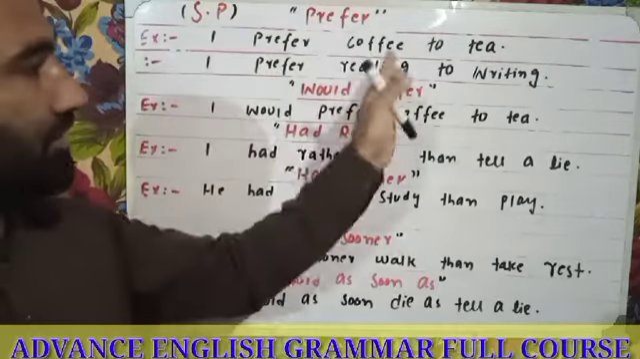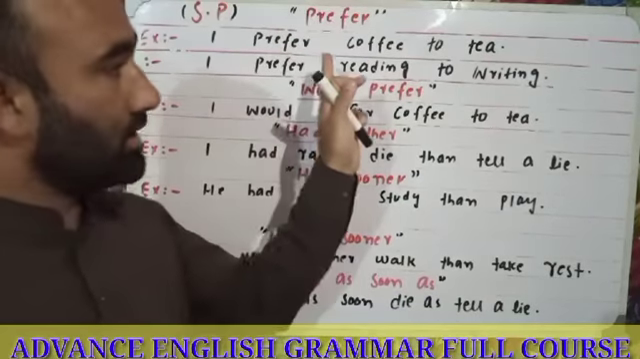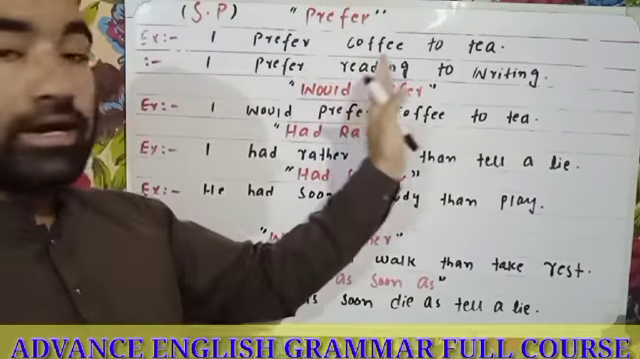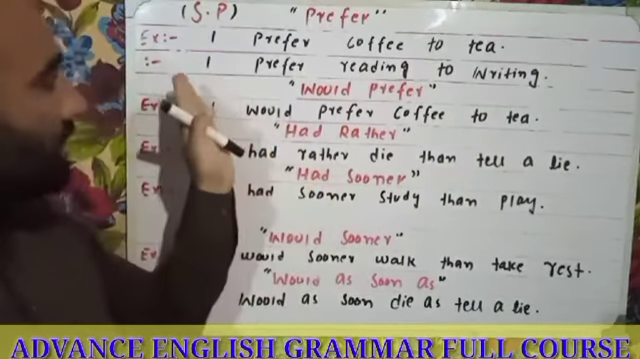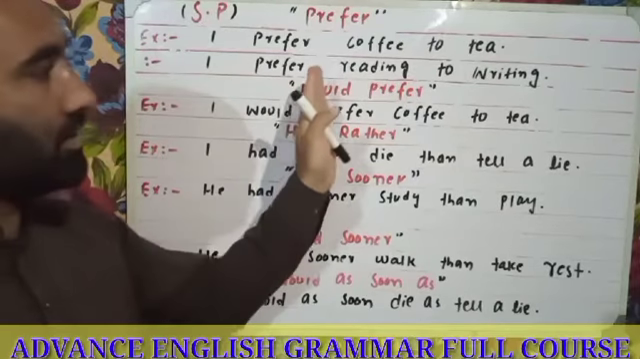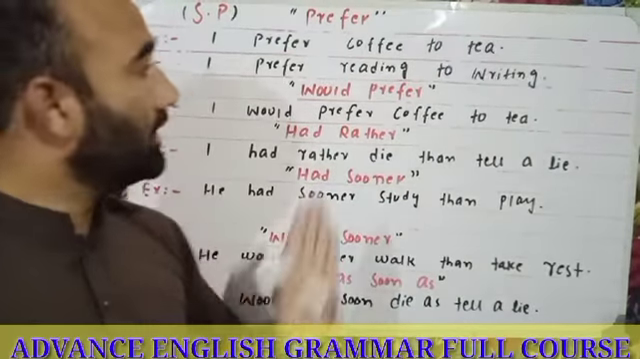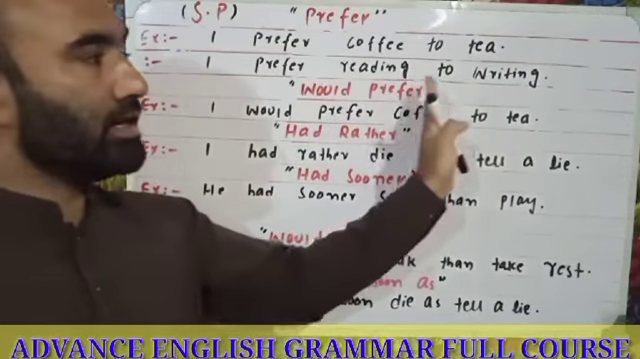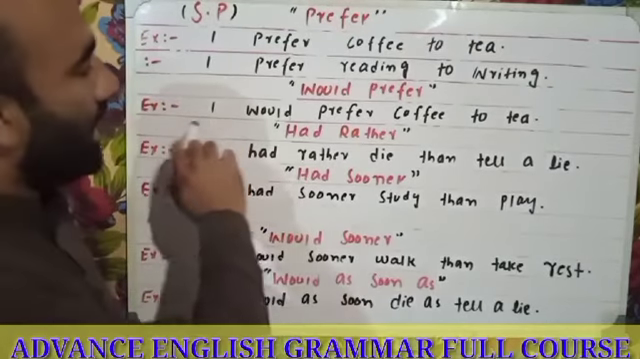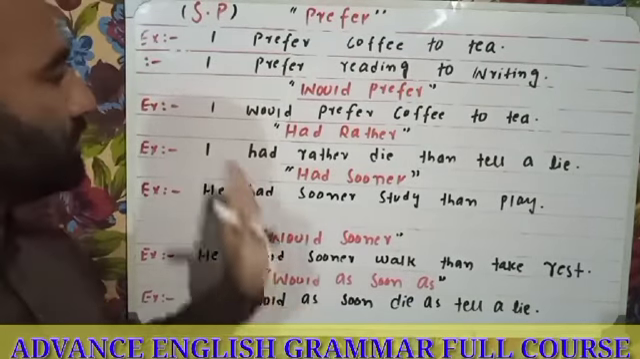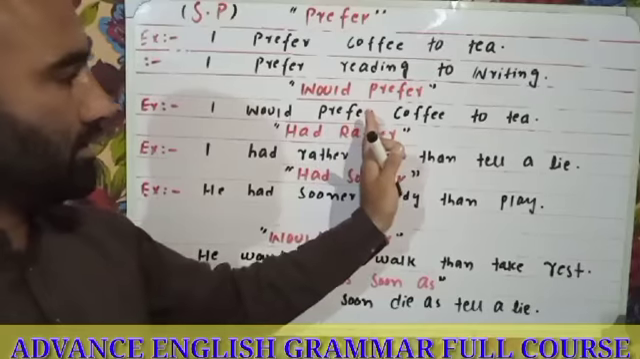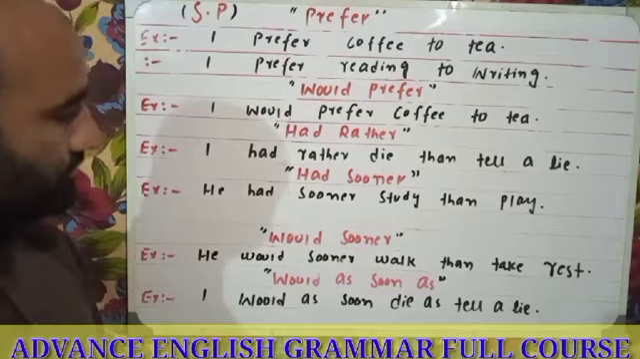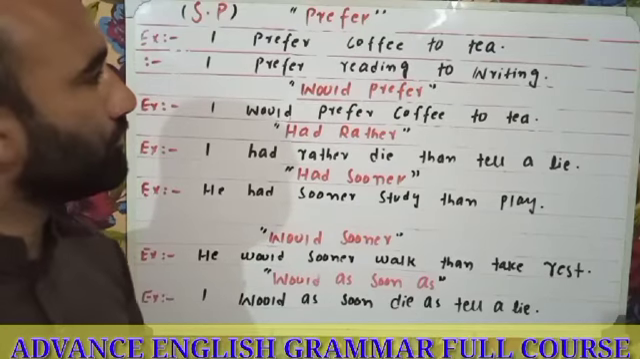Example, I prefer coffee to tea. He prefers coffee to tea. She prefers coffee to tea. They prefer coffee to tea. We prefer reading to writing. You prefer reading to writing. She prefers reading to writing. I would prefer coffee to tea. She would prefer coffee to tea. With all the subject pronouns, you can use these words.